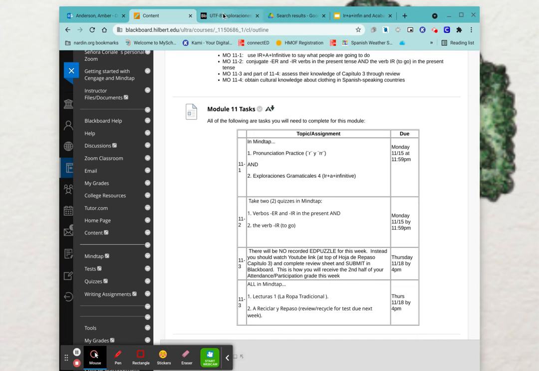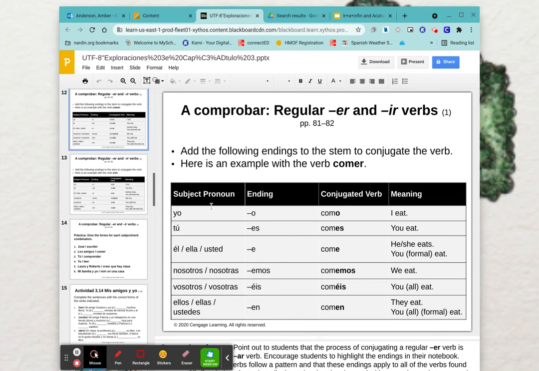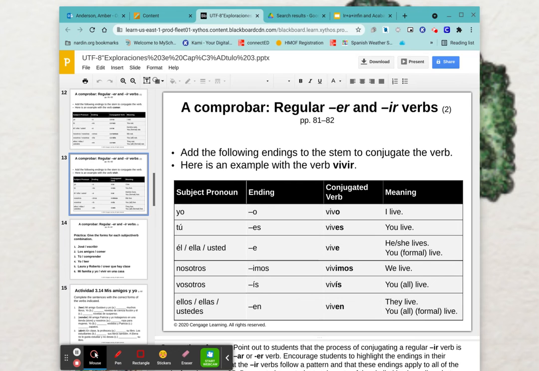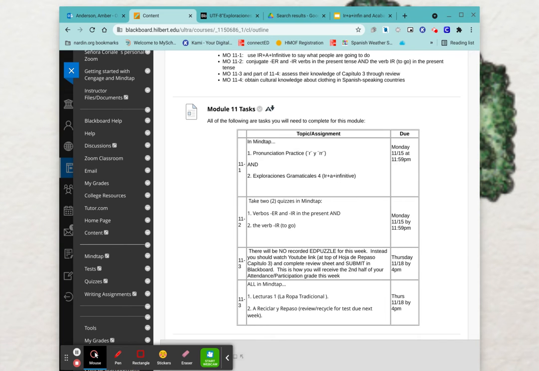So what I would suggest for the quizzes is I'm just looking at the PowerPoint, which is in module 9, and it just has the endings. So just make sure you know your endings for ER: o, es, e, emos, éis, en, any ER regular verb. And then for IR verbs, you have o, es, e, imos instead of emos, and then ís instead of éis, and then en. So remember, ER and IR are very similar. So just have those studied before you take those quizzes. And that's it for Monday.